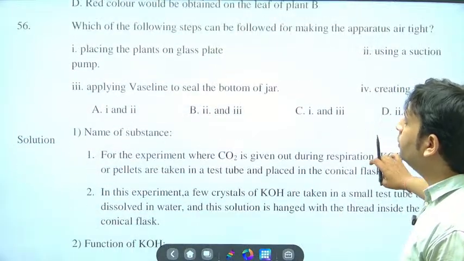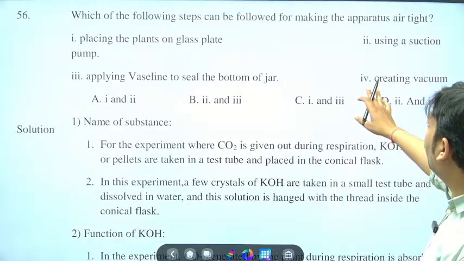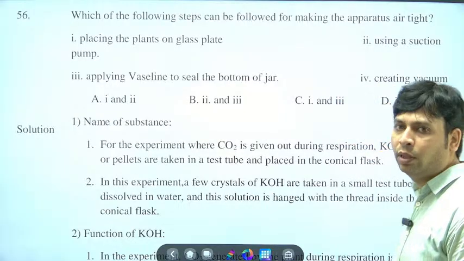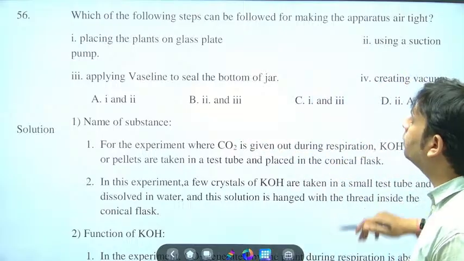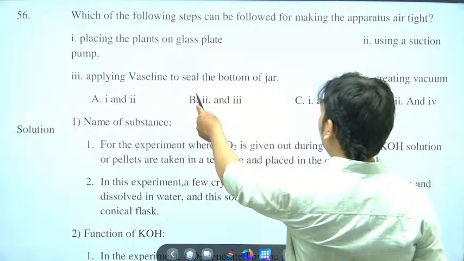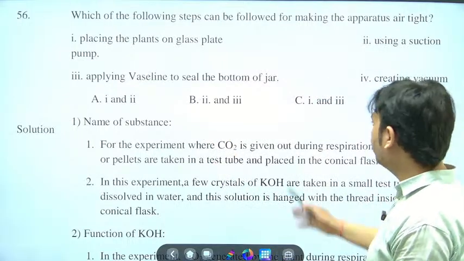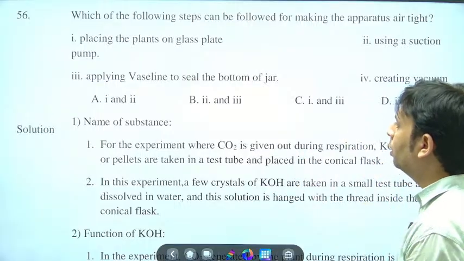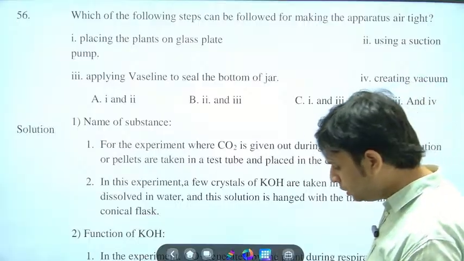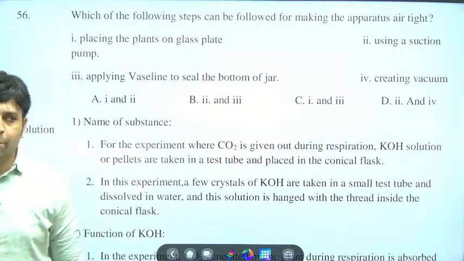And the next question is, which of the following setups can be followed for making the apparatus airtight? First, placing the plant on the glass platform using suction. Third, applying Vaseline to seal the bottom of the jar. Fourth, creating a vacuum. The options are here, and name the substance. So these are the questions related to this experiment.